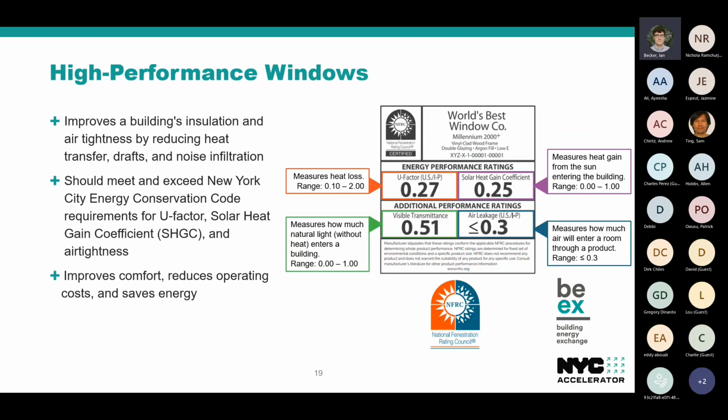Another measure is just windows. Some of your buildings might have older windows. Residents may complain of draftiness. High performance windows can improve a building's insulation and air tightness by reducing heat transfer, drafts, and noise infiltration. There are some requirements that they have to meet for air tightness, but basically, if you think your building could benefit from high performance windows, we can connect you with service providers and help you use programs that will assist with the cost of these installations. And better windows can go very far into keeping conditioned air inside and therefore making your buildings more efficient.